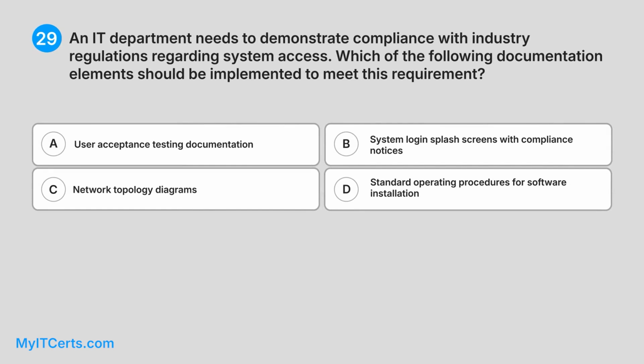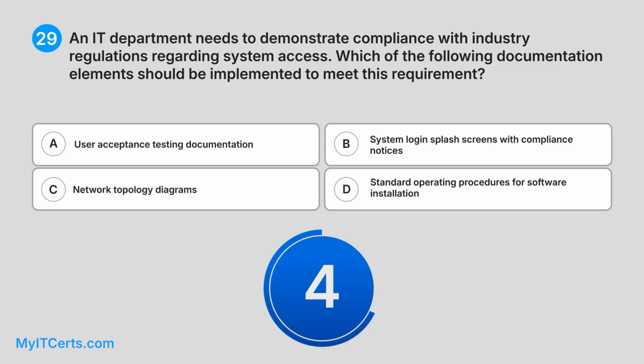29. An IT department needs to demonstrate compliance with industry regulations regarding system access. Which of the following documentation elements should be implemented to meet this requirement? A. User acceptance testing documentation. B. System login splash screens with compliance notices. C. Network topology diagrams. D. Standard operating procedures for software installation. Can you guess the answer?